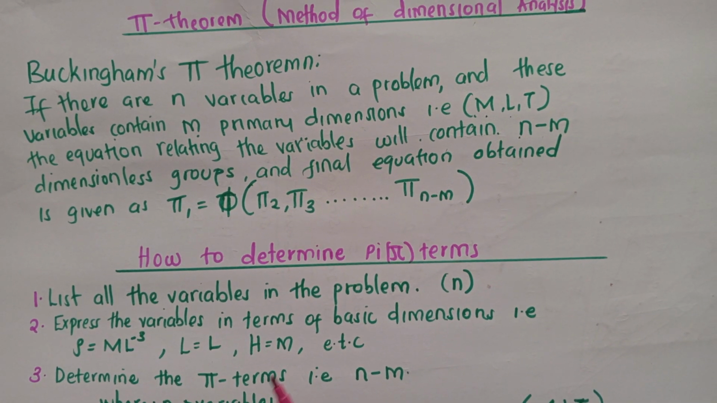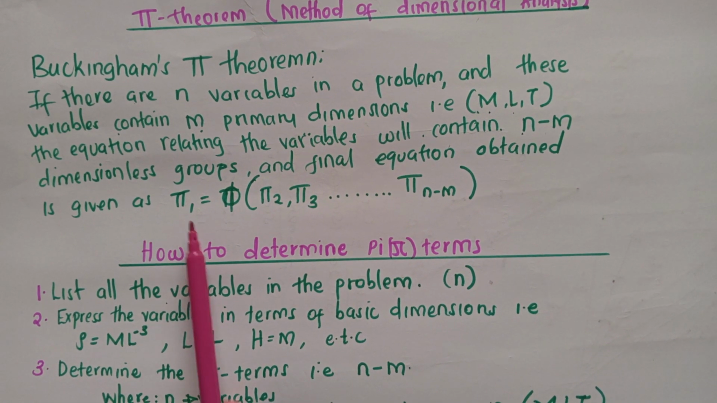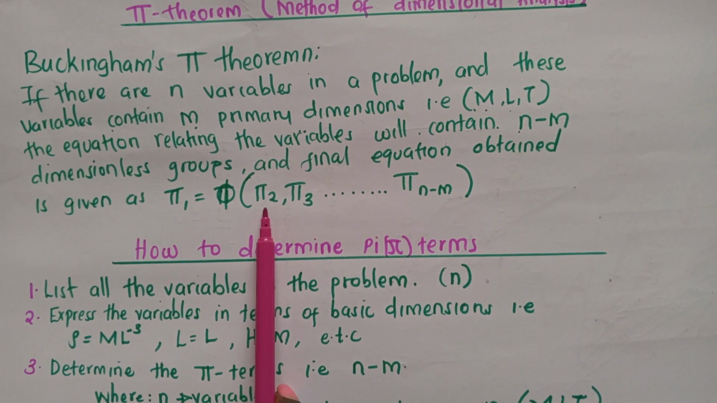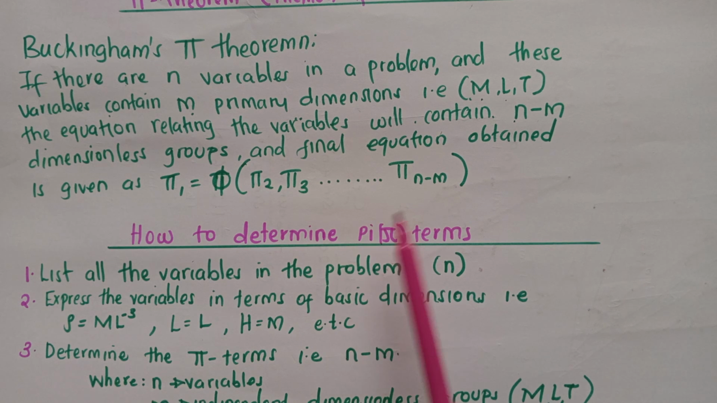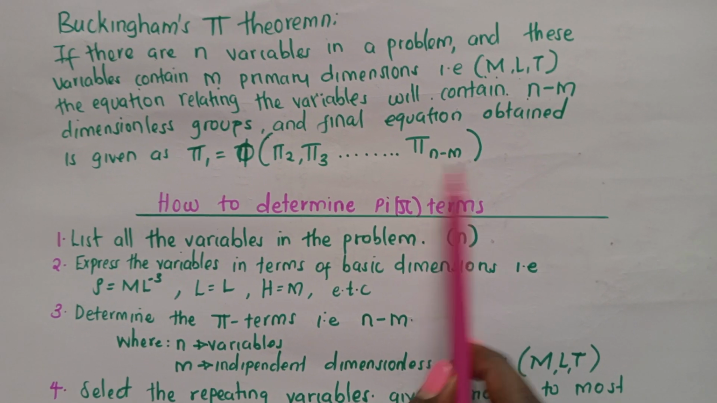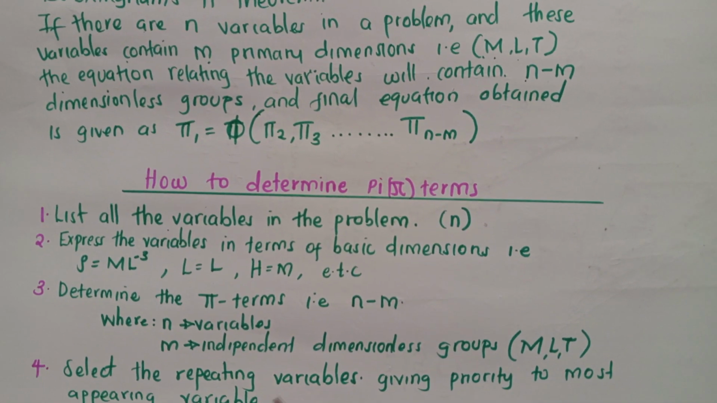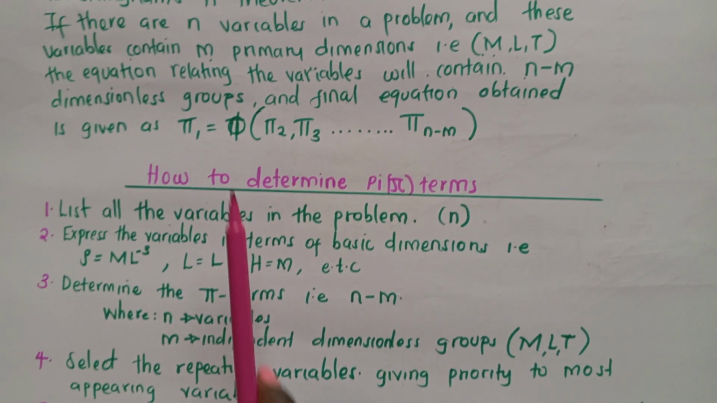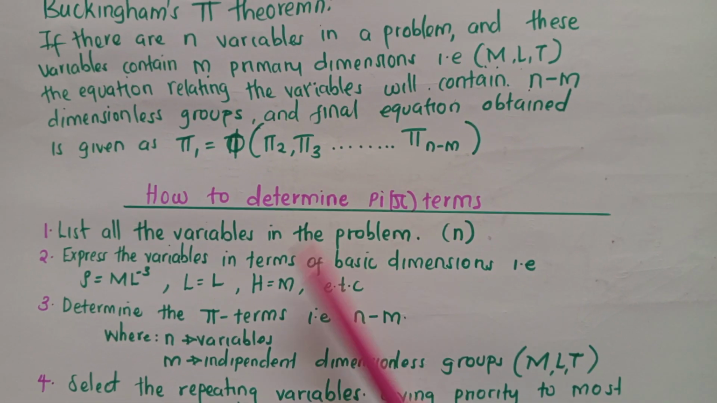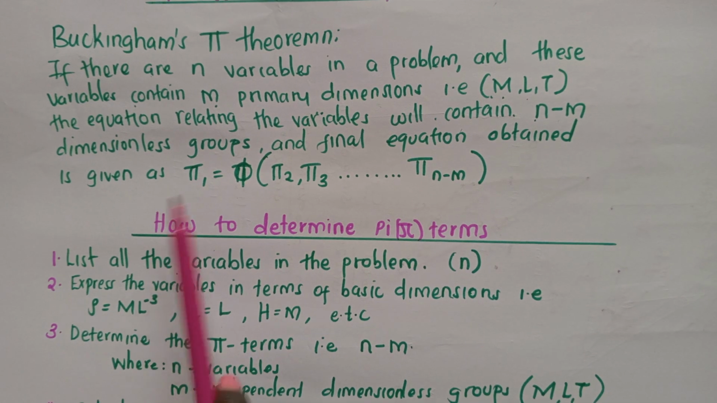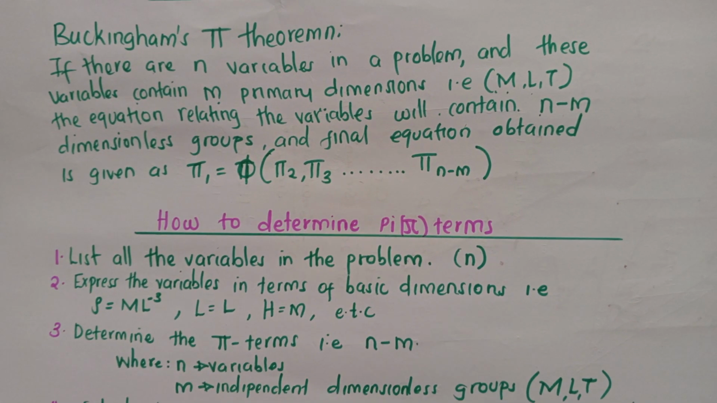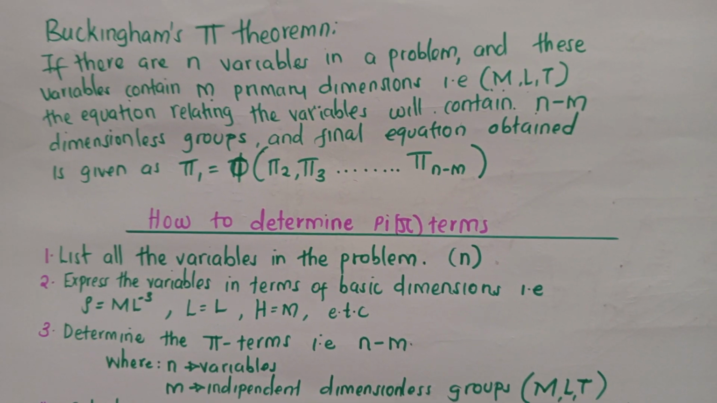The final equation would now be obtained as pi1 a function of, so we call it phi, pi2, pi3, and so forth, to pi n minus m, to give you the number of the dimensionless groups. If your n minus m was 3, for example, you'll have pi1 being a function of pi2 and pi3, and so forth.